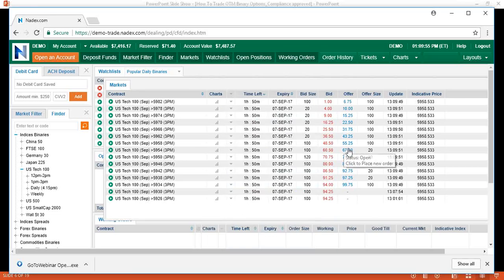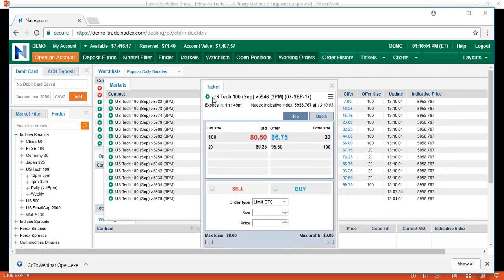You see some of these here that are priced closer to 100, okay? These are called in-the-money binaries because what is the statement saying? The statement says the US Tech 100 will expire greater than 59.46. Well, it's already at 59.58. It's already greater than. The statement's already true. So the probability is much higher. That's why it's priced closer to 100.